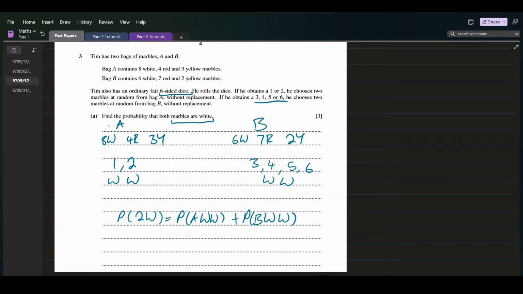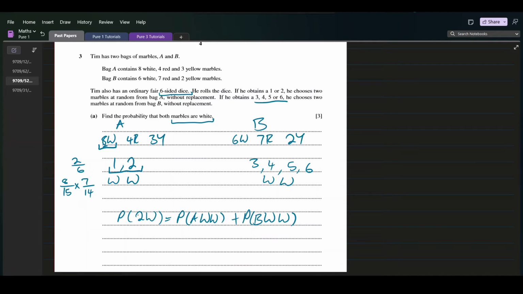So when we pick bag A, the probability of picking bag A is that he has to roll either a 1 or a 2 out of 6 possible outcomes. So that's 2 over 6. And then to pick a white in bag A, we have 8 white marbles. That's 8 out of a total of 15 marbles. 8 plus 4 plus 3 gives us 15. And then since this is sampling without replacement, to pick the second white, only 7 white marbles will remain after you pick the first white, and therefore we have a total of 14 marbles remaining.